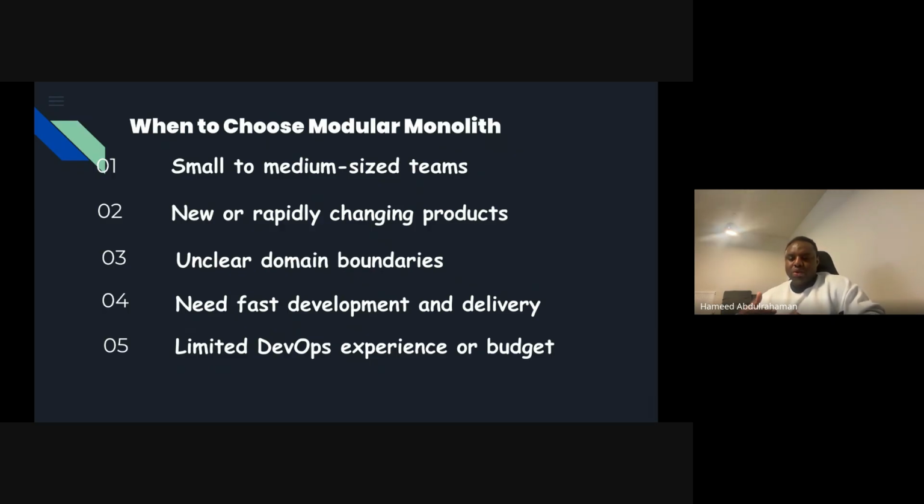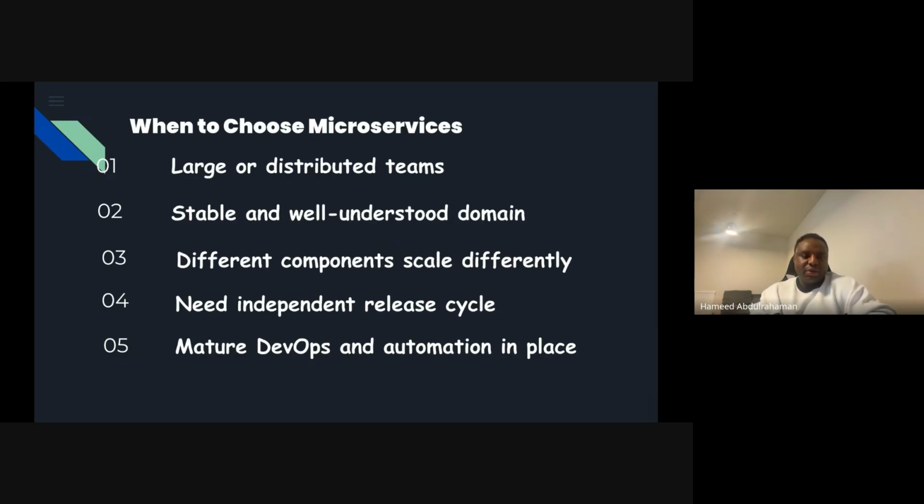And your budget might not be as huge as that, but then you can still have an application that actually fits your customers. So it's important to think about these listed out options on when to choose monolithic. So when to choose microservices?